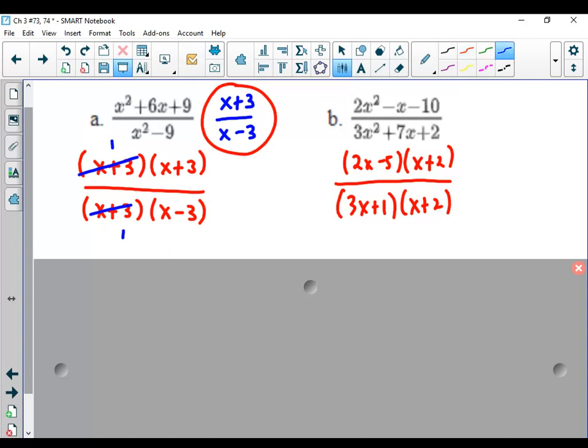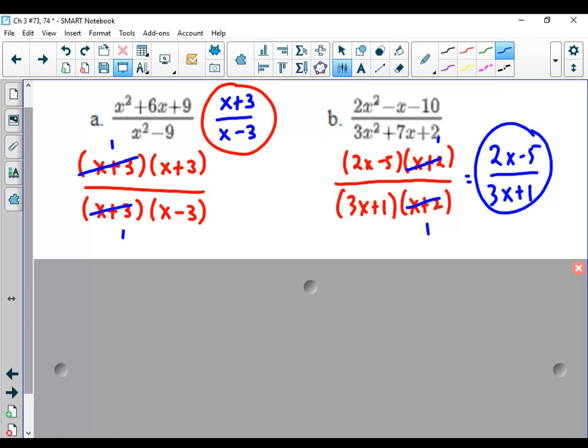All right, you should have those as your factors, 2x minus 5 times x plus 2, 3x plus 1 over x plus 2, which means I can do some canceling here with my x plus 2s. So this should have been your answer for that. Okay?